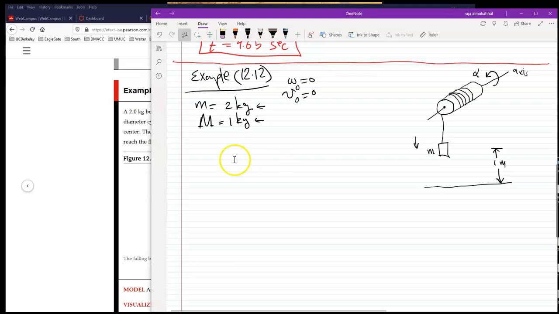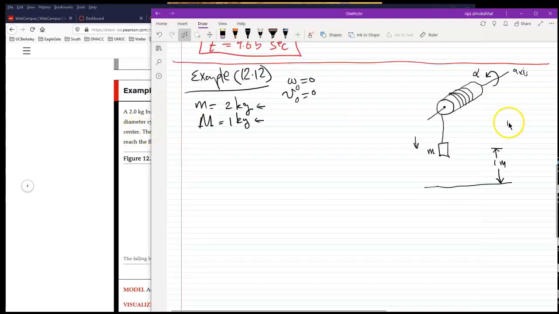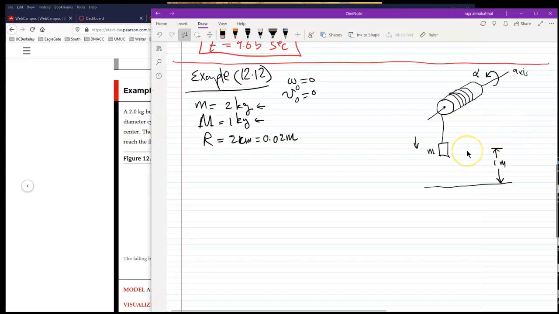And what else does he give us? He says it's a 4 centimeter diameter. So the radius in this case is going to be 2 centimeters. So that will be 0.02 meters, right? The cylinder rotates about an axle. We get that. Okay, so he asks how long it will take to reach the floor. All right, so he's looking for the time.